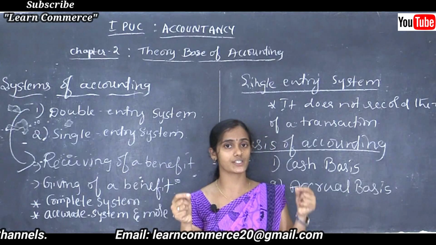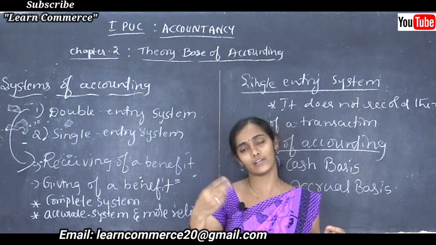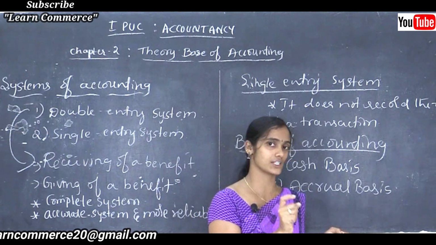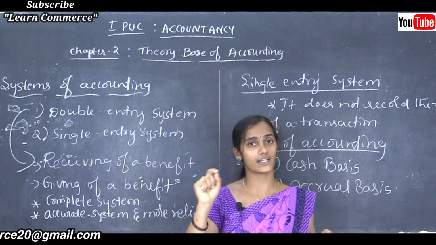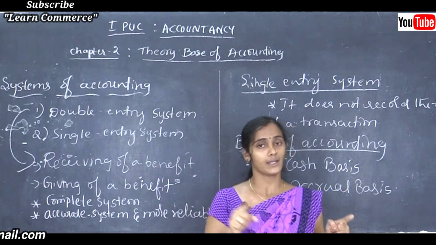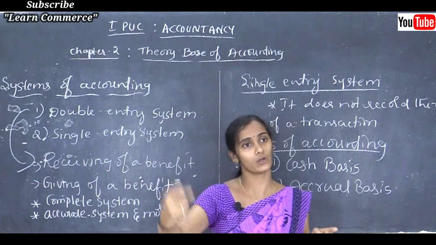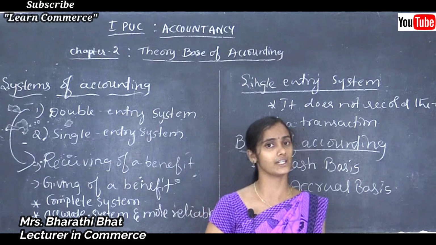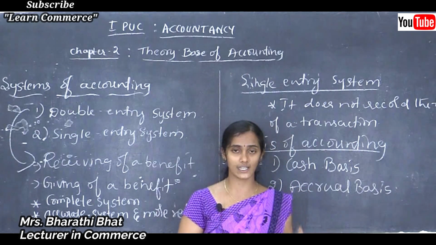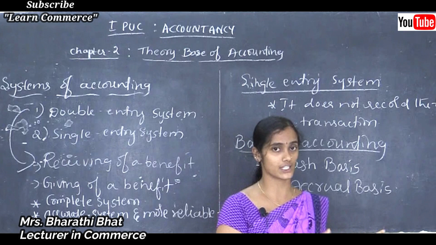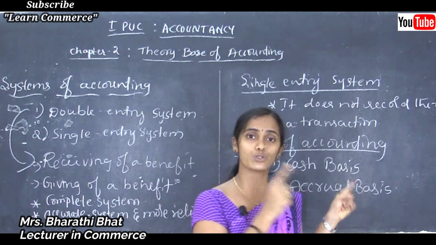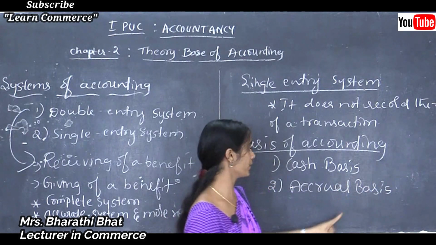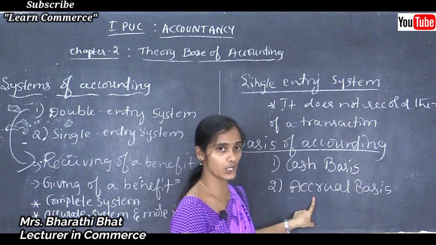Whenever a transaction has occurred, whether it is paid or not, whether it is received or not, you should record the transaction on that particular day. If a credit sale is made in the month of January, maybe you may receive the amount in the month of February, but you should record that transaction in the month of January itself. Whether you received money or not, whether you paid expenses or not, you should record the transaction in the books of accounts according to the accrual basis. Getting my point? That is what cash basis and accrual basis are.